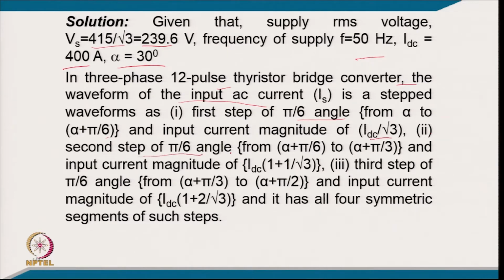and the second step of pi/6 angle is from alpha plus pi/6 to alpha plus pi/3, and the input current magnitude is IDC times (1 plus 1 by root 3), and the third step of pi/6 angle is from alpha plus pi/3 to alpha plus pi/2, and the input current magnitude is IDC times (1 plus 2 by root 3), and it has all 4 symmetric segments of such steps.